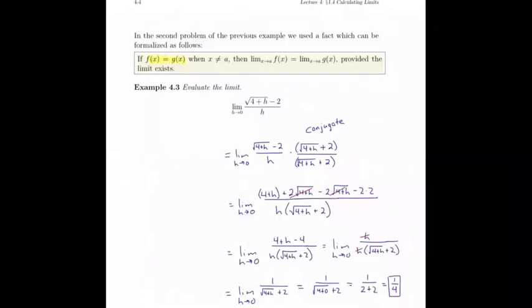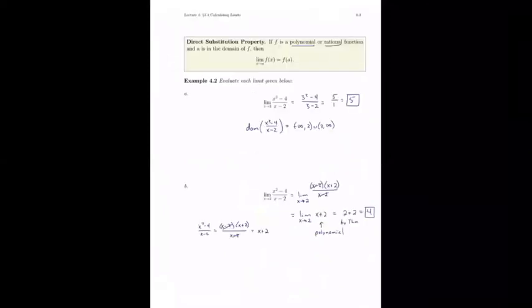If we have two functions f and g that are equal to each other whenever x is not a, so they're equal everywhere except for the x value of a, so these two just miss each other at a, well then the limit as x goes to a of f of x is equal to the limit as x goes to a of g of x, provided that that limit exists. So really what we know about that last function is the following. This is a little bit interesting here.